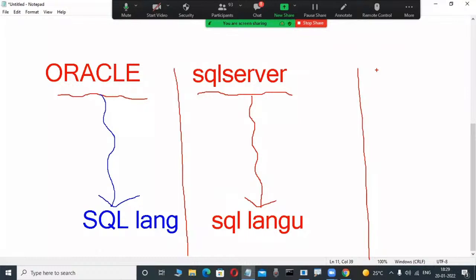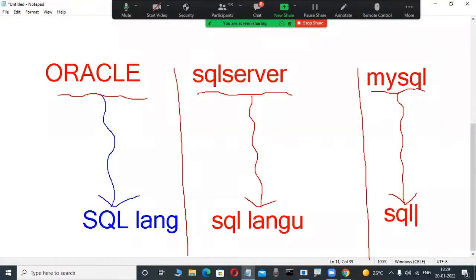Again, MySQL is used by many people in my company. MySQL is a relational database product. Some employees in my company are working on the MySQL product, which is open source. To operate the MySQL database they are also using SQL as the language. So SQL is a universal language.